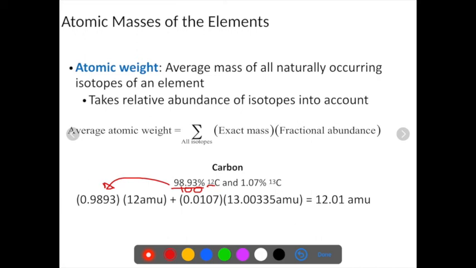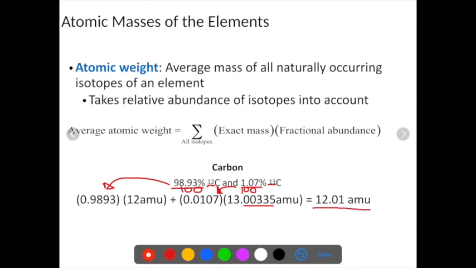Then we do it again for the other isotope. We're going to divide the percentage by 100 and get 0.0107. And then we're going to multiply it by its mass. Here they've actually given you some more significant figures, and sometimes they do that, and that's okay. You do that for each isotope. You could have 2, you could have 3, 4. You just keep doing that, and then you add all the isotopes up. And here we get an average of 12.01 AMU.